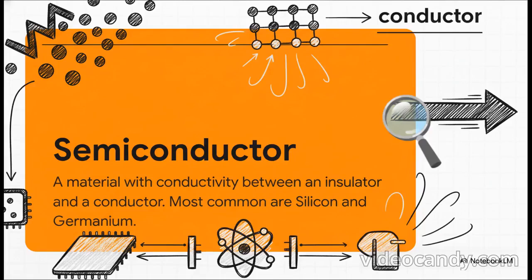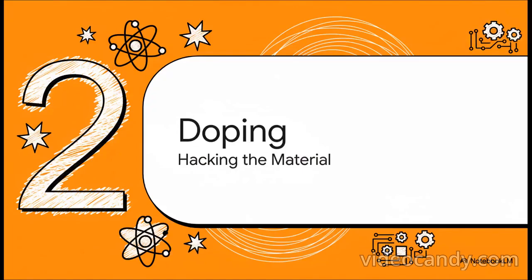But that's not the magic trick. The real secret, the thing that makes it so powerful, is that we can control its conductivity. We can tweak it. We can tell it how much to conduct and when. And that control, well, that's the key to absolutely everything else we're going to talk about. So how do we get that control?